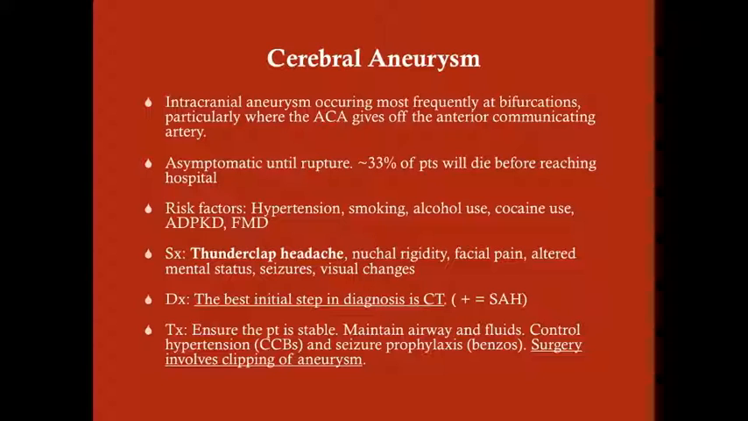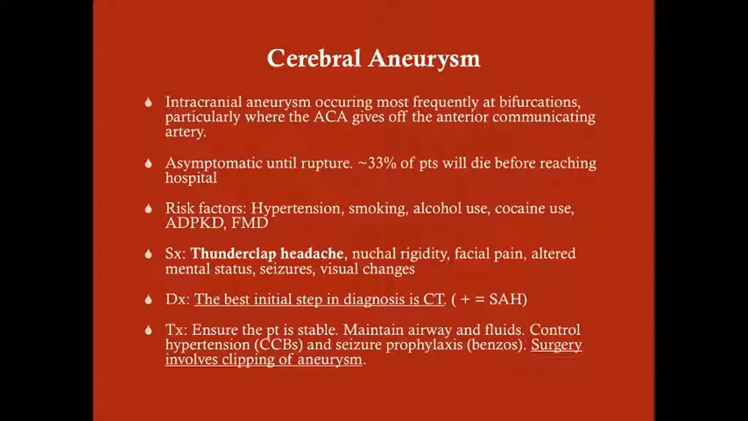So what do we do for treatment? Ensure the patient is stable, as usual, maintain airway and fluids. You're going to want to control the hypertension if there is any, so calcium channel blockers, and then of course seizure prophylaxis, because these patients are at risk for seizures once they get bleeding into the intracranial space. So we'll do that by prophylactically administering benzodiazepines. Surgery involves clipping of the aneurysm, and that's going to be neurosurgery.